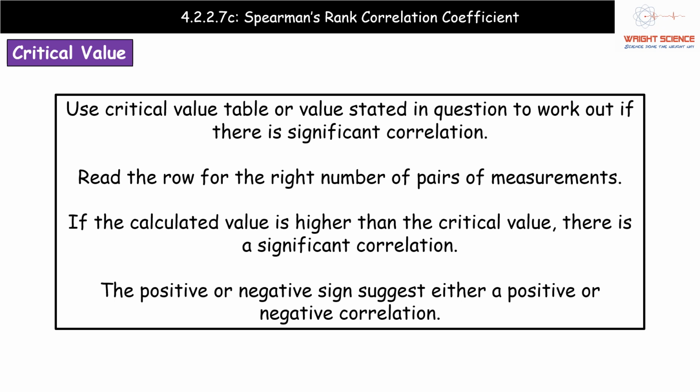And don't forget, when we're actually writing our little conclusion, make sure we are using these phrases. State what your calculated value is and whether it's higher or lower than the critical value of, and then follow that up by saying, therefore there is or is not a significant correlation. So make sure that you are really being explicit in what you say to secure those marks.